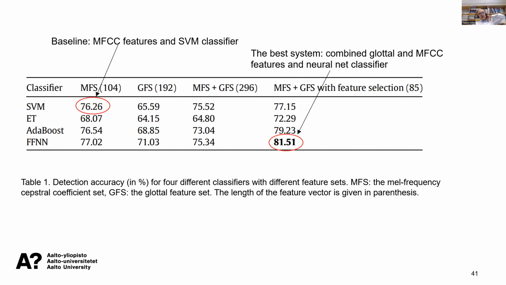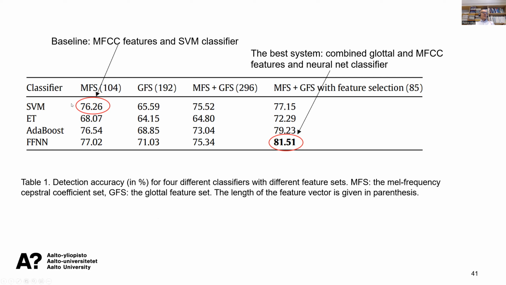And this is one boring table of that study, a bit complicated one, sorry about that, but what is shown here is that we had 4 different classifiers. So these are the machine learning heart of the system, and they can be implemented in different ways.